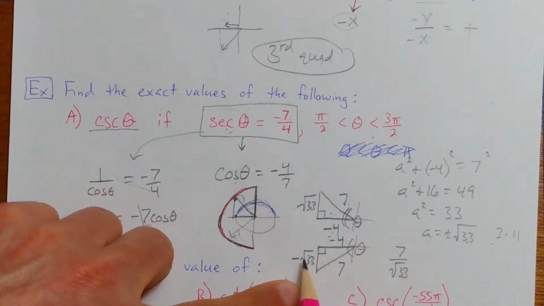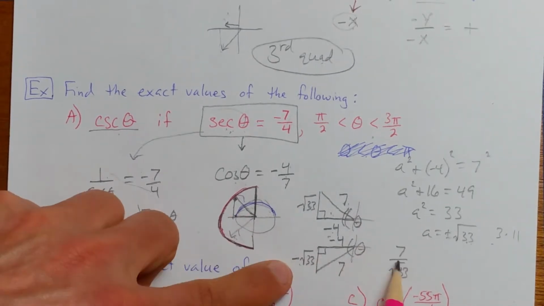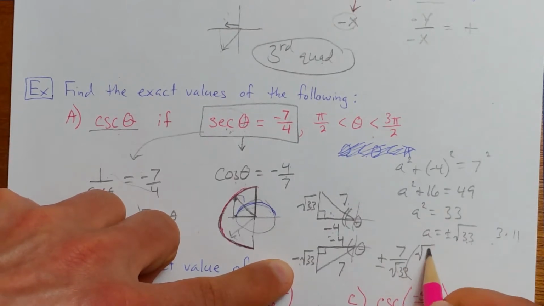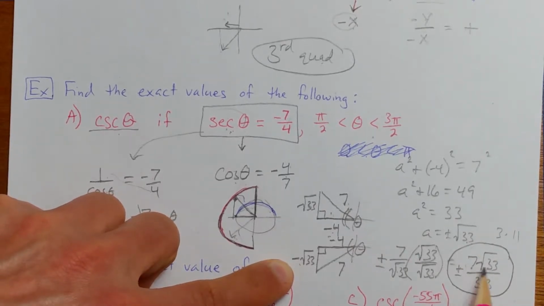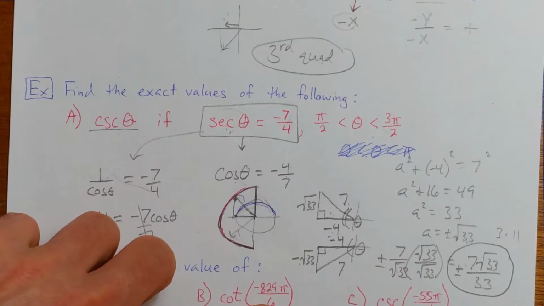It's going to be negative square root of 33 over 7. Flip it over. It's basically just plus or minus this answer. Make sure you rationalize because you have a square root in the denominator. So rationalize, and I get 7 square roots of 33 over 33. 7 and 33 won't simplify. So my answer, I happen to have two of them. It's plus or minus 7 square roots of 33 over 33.